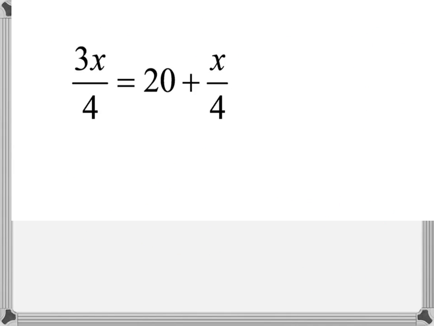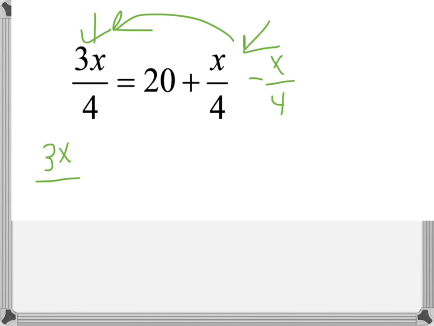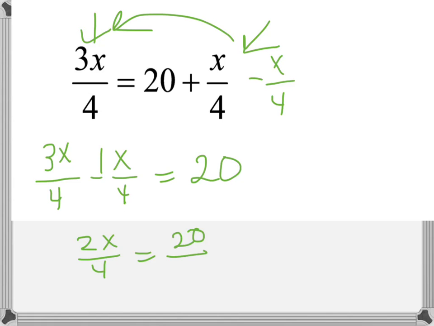Okay, this next one, I have an algebraic fraction with an x in it here, and I have an x in it here. There are plenty of different ways to solve these, but what I'm going to do is try to get these both on the same side. So I'm going to subtract x over 4 from both sides. So here I have 3x over 4 minus x over 4 should be equal to 20. Well, 3x minus 1x is 2x over 4, and that's equal to 20 over 1.